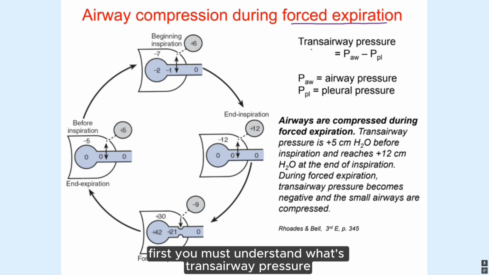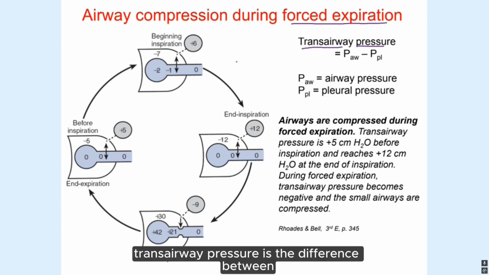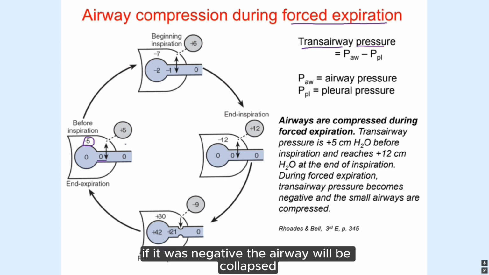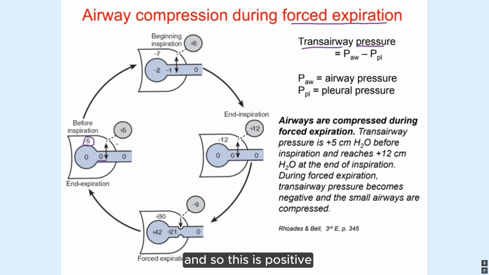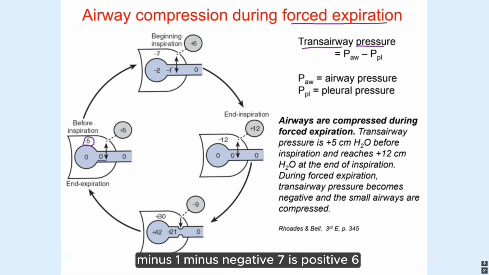First, you must understand what's transairway pressure. Transairway pressure is the difference between the airway pressure and the pleural pressure. If it was positive, the airway will be open. If it was negative, the airway will be collapsed. So you can see here 0 minus negative 5 is positive 5, and so this is positive, which means that the airway will be open. The same over here. Minus 1 minus negative 7 is positive 6. Positive means airway open. The same also applies here.